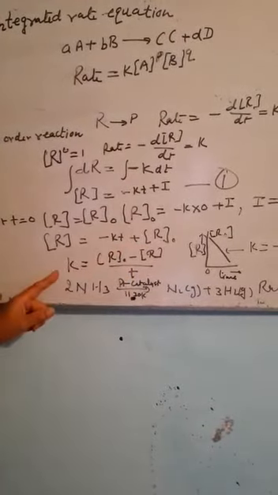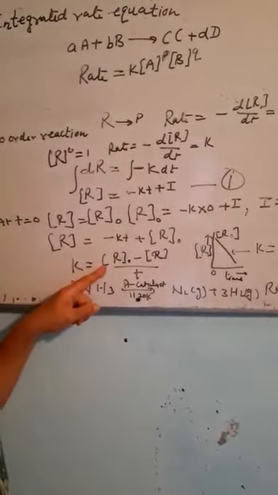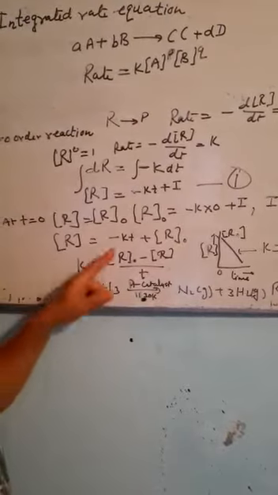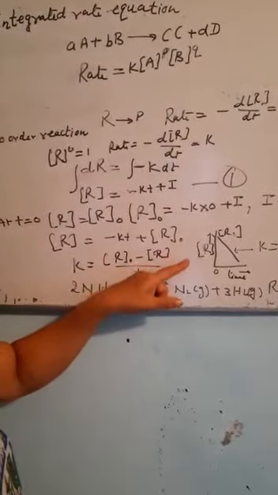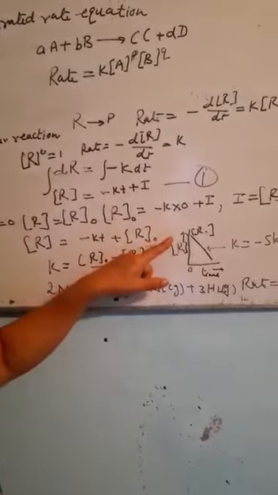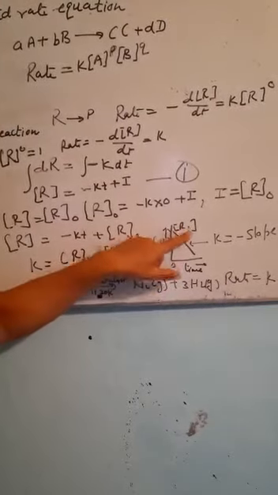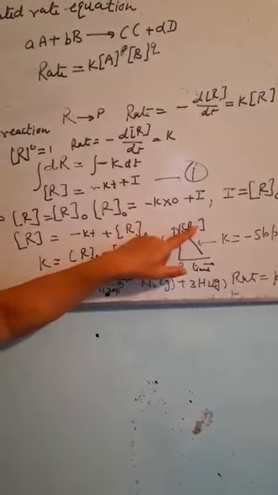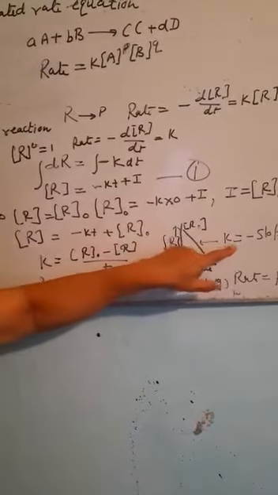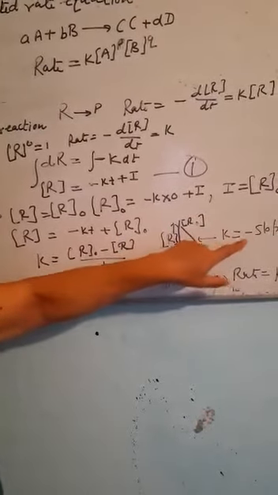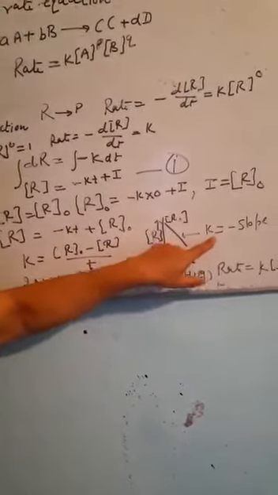We can measure the value of k at different values of concentration. This can also be measured graphically. If the concentration versus time curve is plotted, the intercept gives the value of R0 and the slope will be equal to k. The negative slope is equal to k.